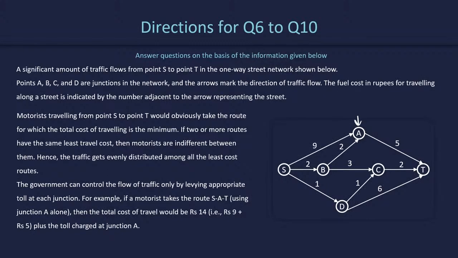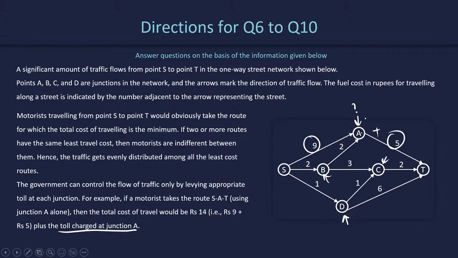So ये जो A, B, C and D है, यहाँ पर पैसे देने पड़ेंगे travelers को. These are tolls. For example, if a motorist takes the route SAT using junction A alone, of course, then the total cost of travel will be rupees 14. 9 plus 5 is 14. Plus the toll charged at junction A. Junction A पे कितना toll charged होता है? नहीं given. It's not given.